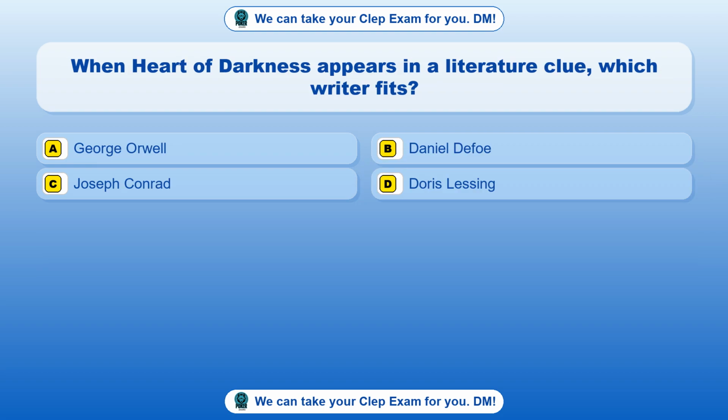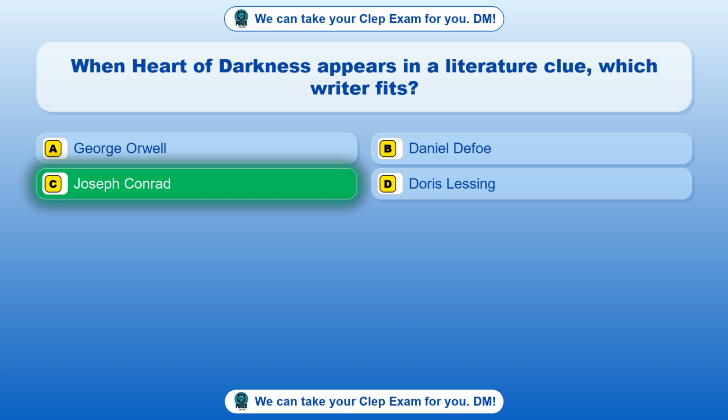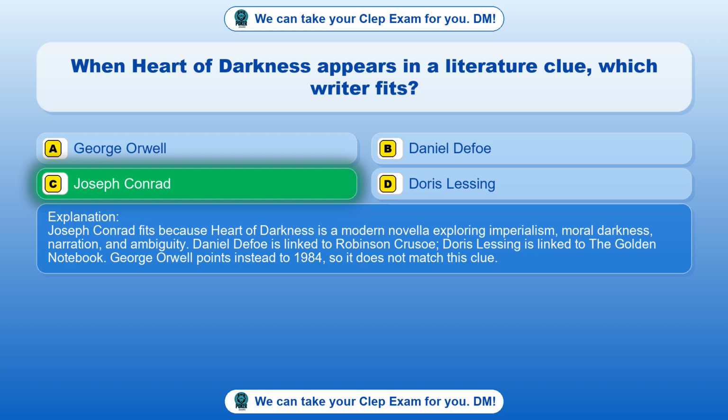Question 30. When Heart of Darkness appears in a literature clue, which writer fits? Option A, George Orwell. Option B, Daniel Defoe. Option C, Joseph Conrad. Option D, Doris Lessing. The correct answer is option C, Joseph Conrad. Joseph Conrad fits because Heart of Darkness is a modern novella exploring imperialism, moral darkness, narration, and ambiguity. Daniel Defoe is linked to Robinson Crusoe. Doris Lessing is linked to The Golden Notebook. George Orwell points instead to 1984, so it does not match this clue.